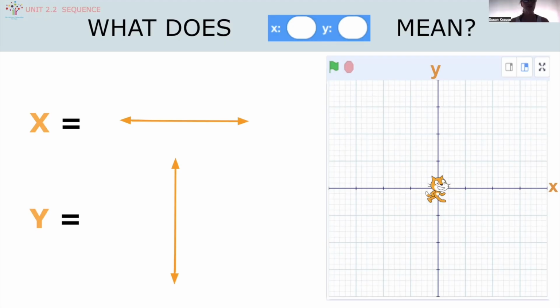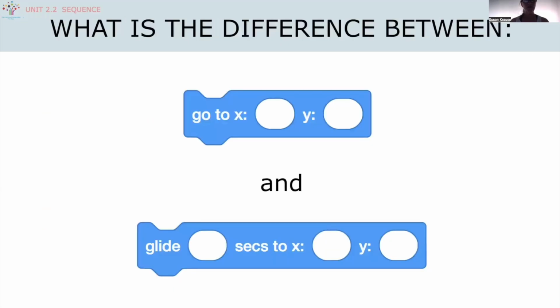The best way to use the go-to XY block is to first position your sprite where you want it to be on the stage. Then drag the go-to XY block into your script. Once you position your sprite, the X value and the Y value will automatically be filled into the white circles. What is the difference between the go-to XY block and the glide seconds to XY block?